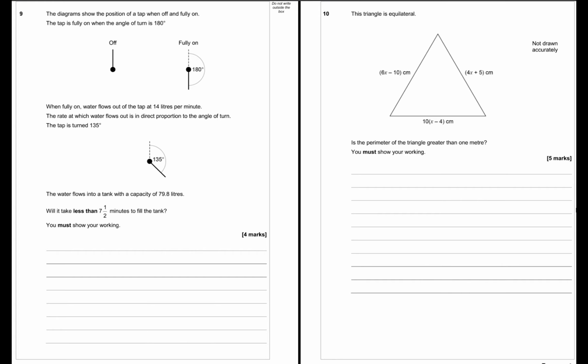Okay, question 9. The diagram showed the position of the tap when it's fully on and fully off. The tap is fully on when the angle of the turn is 180 degrees. When fully on, water flows out of the tap at 14 litres per minute. The rate at which the water flows in and out is in direct proportion to the angle of the turn. So if the tap was turned half on, it would only flow at half the rate. For example, it wouldn't flow at 14 litres per minute, it would flow at 7 litres. But that's just an example.